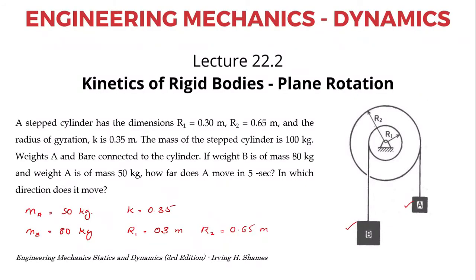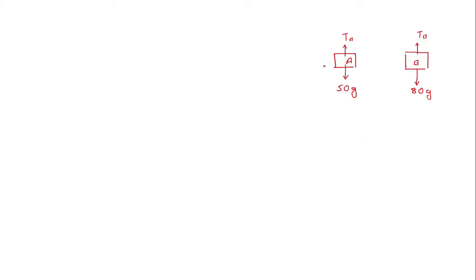If you look at these bodies here, one of them will go up while the other will come down. Since body B is heavier, I assume that body B is moving downwards, so body A will move upwards. If you look at this stepped cylinder, when body B moves downwards, the cylinder will undergo anti-clockwise motion. Both the outer and inner cylinders are connected. For the time being, I will consider that body A is moving upwards with an acceleration aA, and at the same time body B is moving downwards with an acceleration aB.